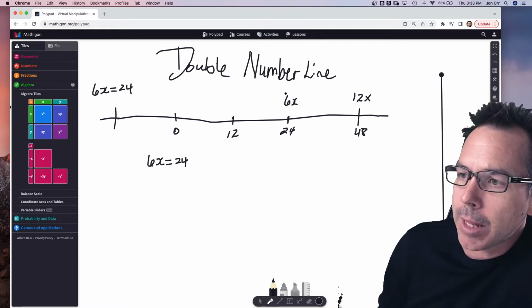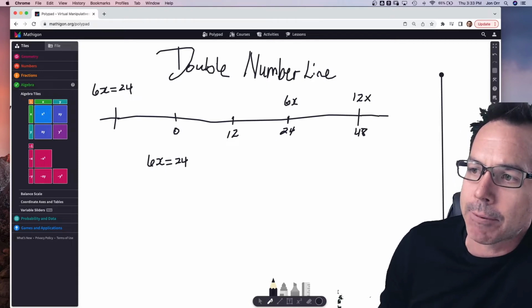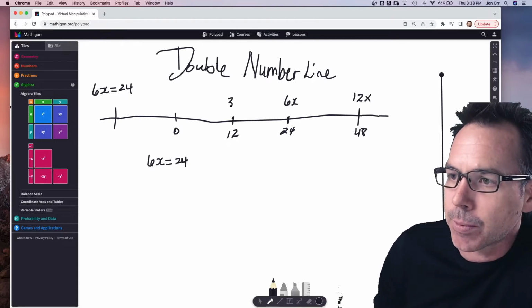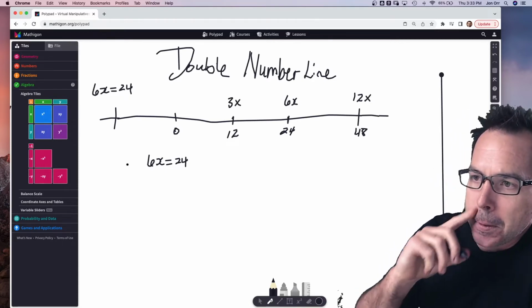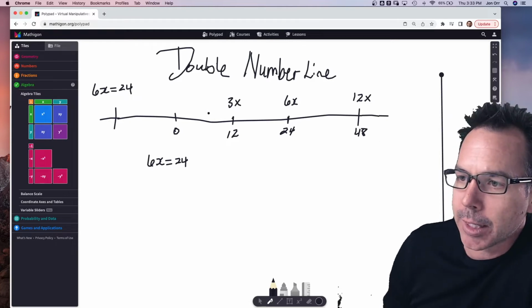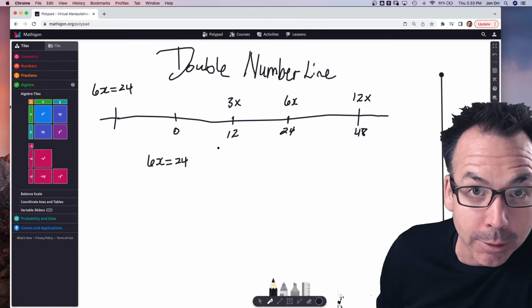And then what is above it? Well, what's half of the 6x? If I don't have 6 times the unknown number, I have half of that. I have 3 times my unknown number. And so now I've placed that along my double number line.